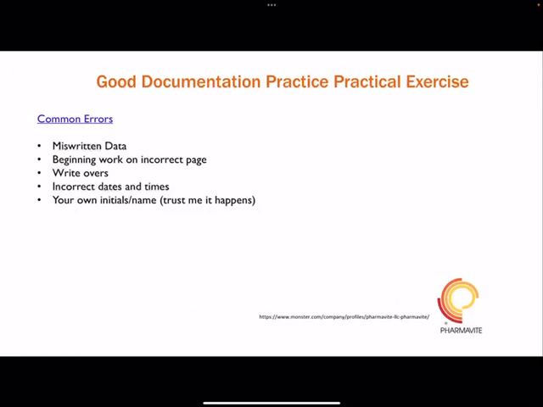There were some common errors that led to this training being developed. They included miswritten data, beginning the work on an incorrect page, write-overs, incorrectly written dates and times, and sometimes, you miswrite your own initials and or your name, because trust me, it happens.